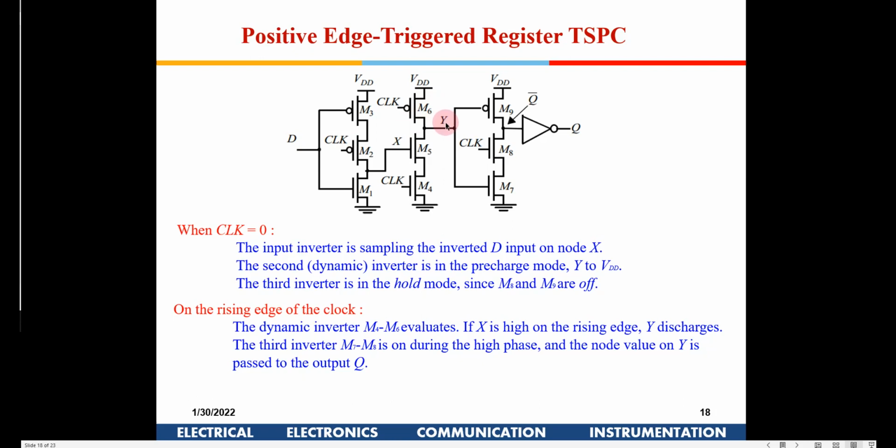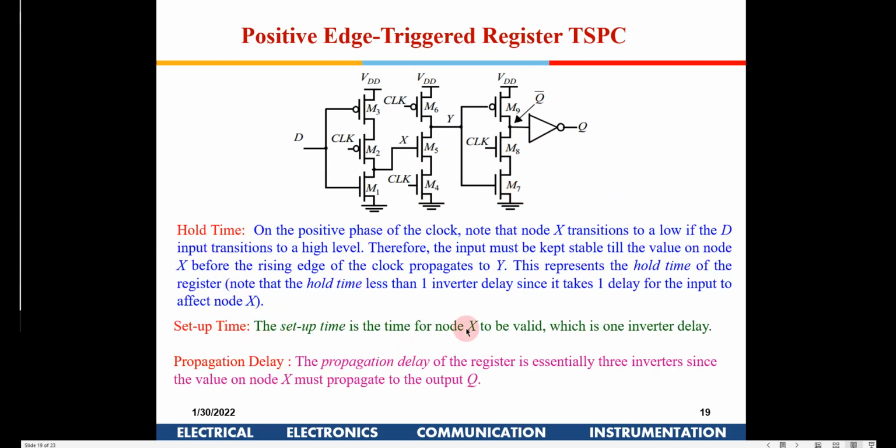Okay, and when the clock is going high, this turns on. So now D gets connected to Q through two inverters. So now D is again available at Q. Is it okay? So this is how this works. So this is a positive edge triggered flip flop in this particular case. Okay.